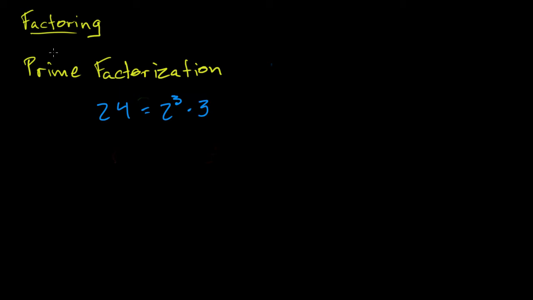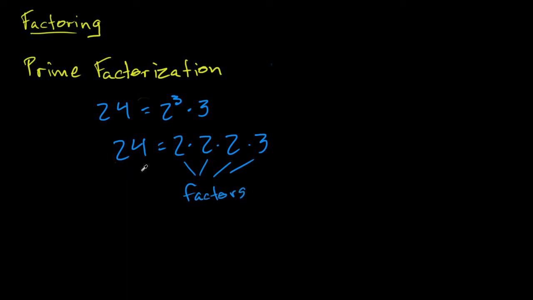When you think about what factoring really means, you're really just taking an expression and writing it as a product. So 2 times 2 times 2 times 3, or 2 to the third times 3. Each of these 2's and the 3 we'd say are the factors of 24. So this process was factoring 24, when we turn 24 into an expression like this.